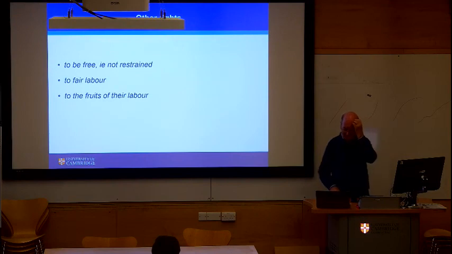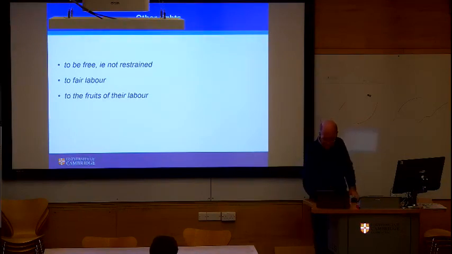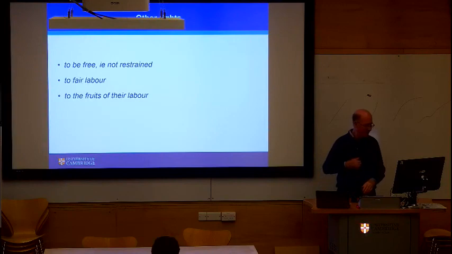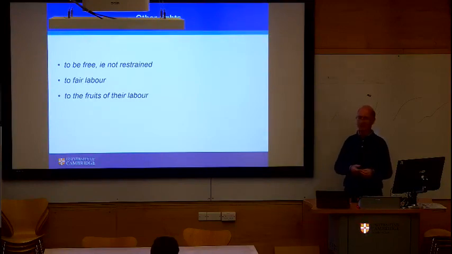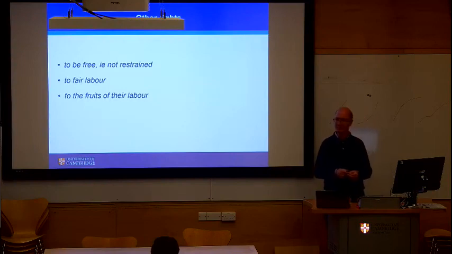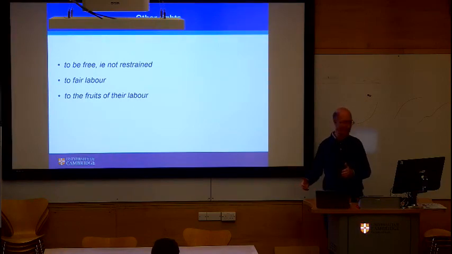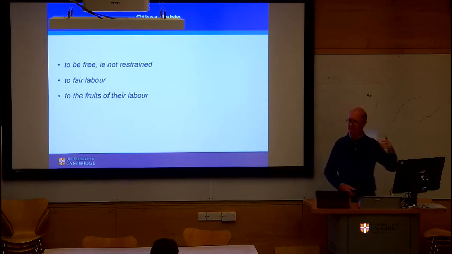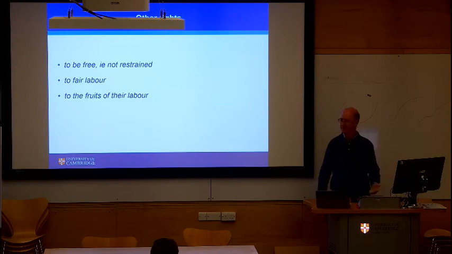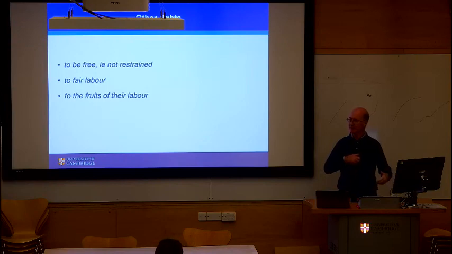I won't go into these other ones. These were just a few. To be free, not restrained, again, enormous implications, but not a difficult one. Fair labour and the fruits of their labour. Again, a recognition of the fact that if we don't own animals, if the law changes and animals are not owned, how you work with them, you're going to have to bring in things like multi-species workplaces, have to deal with issues like consent, have to deal with issues like fair conditions, and the question of the fruits of their labour.